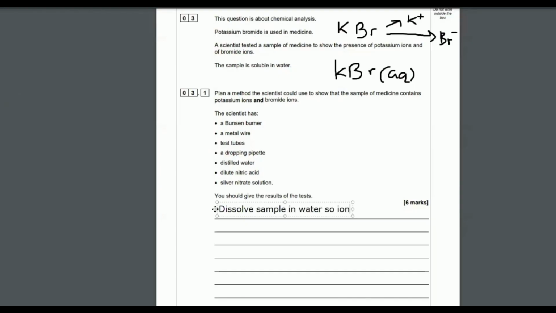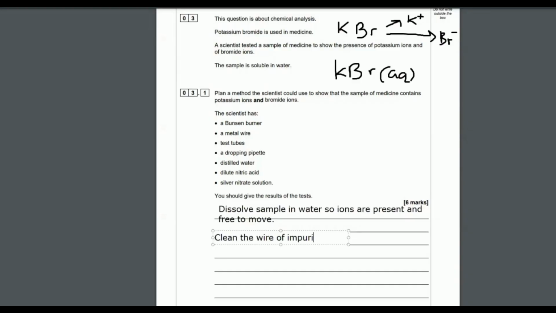So pause the video, have a go, and then unpause, write your answers on some scrap paper and then check it against the walkthrough. Okay, let's go. So first of all, although it's not on the mark scheme, you would want to dissolve the potassium bromide into the solution so that the ions are present and free to move about.